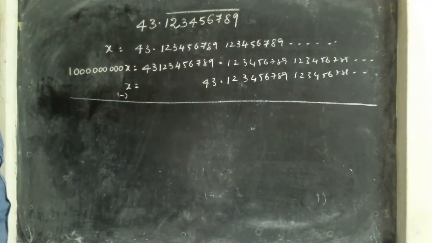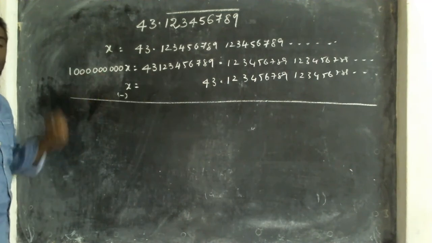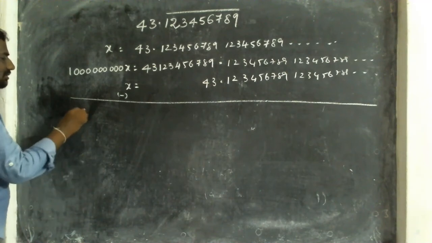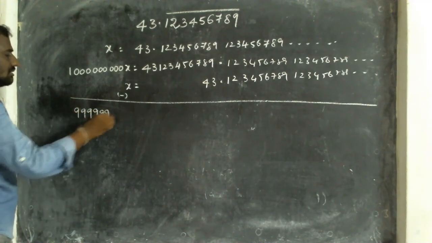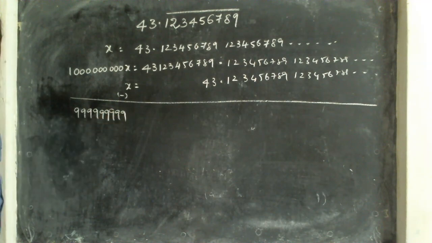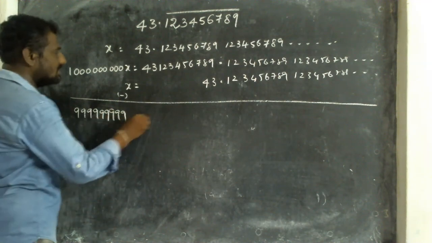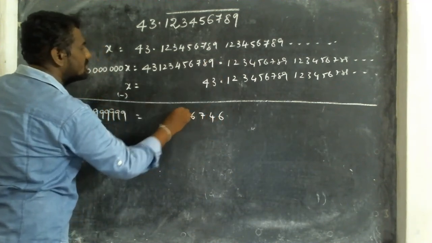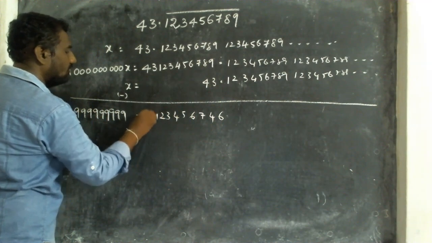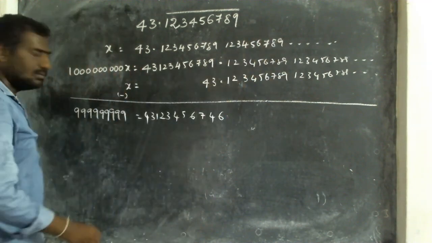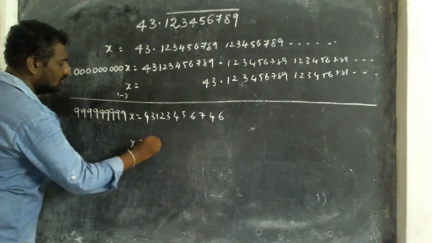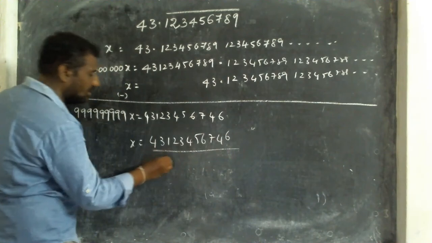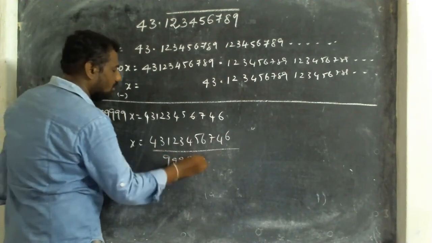Subtract, and tell me how many 9s you are going to get. 1, 2, 3, 4, 5, 6, 9 9s. You are going to get 9 9s. That is equal to, here you subtract 6, 4, 7, 6, 5, 4, 3, 2, 1, 3, 4. These are all 0. Along with the x, x equals 431234567465 over 999999999.